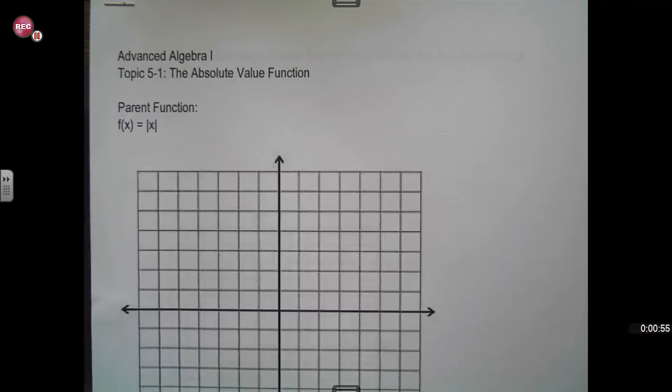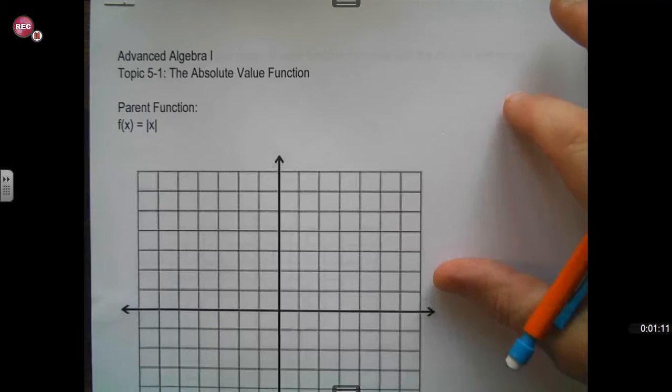And that will always work. Whenever you have y equals something and you don't know what the graph is supposed to be, then you can just plug in numbers, make a table of values, plot the points, and determine what the graph would look like. So that's what we're going to do here for this first one.